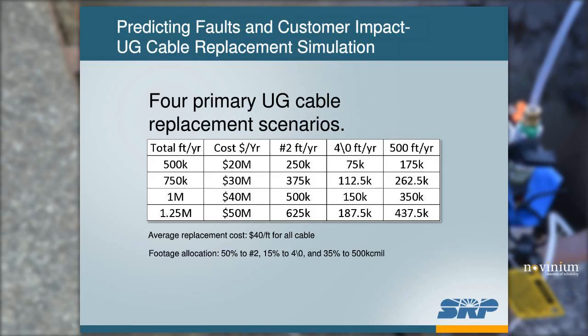Out of that total footage, we're going to allocate to each of our cable types 50% to our number 2, 15% to our 4/0, 35% to our 500. And you can see those footage breakouts there on the right. So those are the simulations that we're going to run for each of our 3 primary cable types.